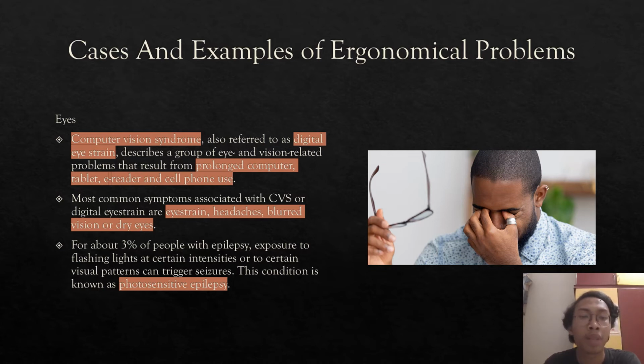For about 3% of people with epilepsy, exposure to flashing lights at certain intensities or to certain visual patterns can trigger seizures. This condition is known as photosensitive epilepsy.